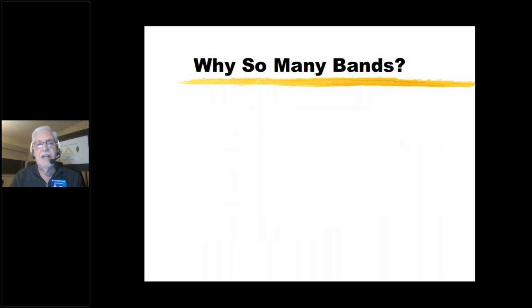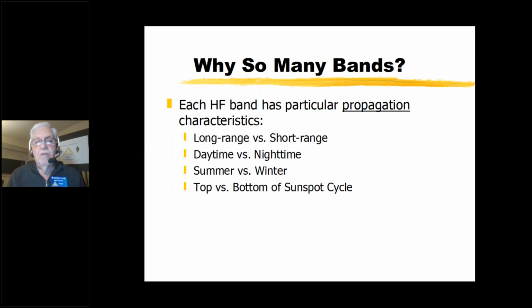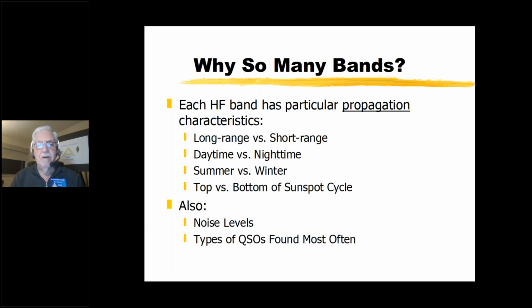So the question arises, why are there so many HF bands? Why do amateur radio operators get so much bandwidth? Well, each HF band has particular propagation characteristics. Some bands are good for long-range communications, some are better for short-range communications, depending on whether it's daytime or nighttime, whether we're in the summer or winter in your particular hemisphere, and whether you're at the top of the maximum sunspot cycle or down near the bottom where sunspots are at their minimum. So all of these different bands have different characteristics depending on these various factors.